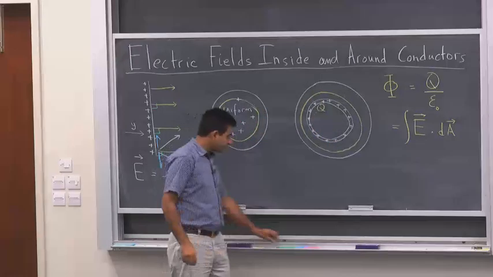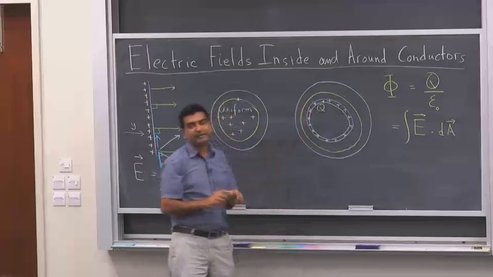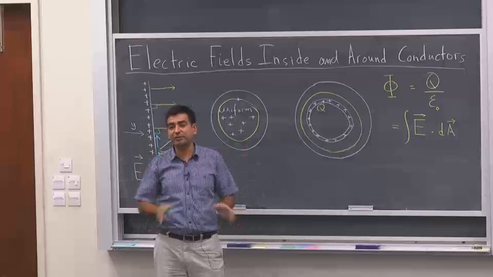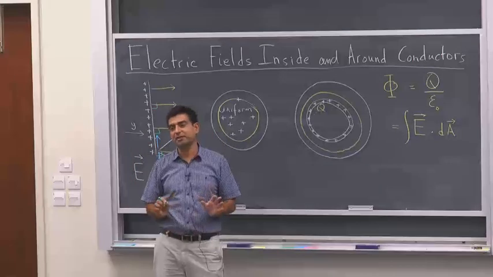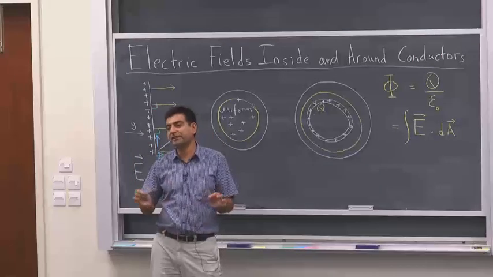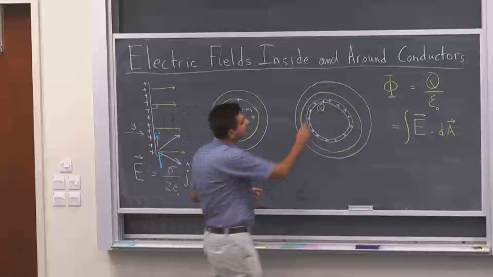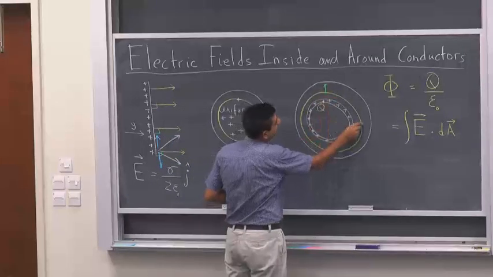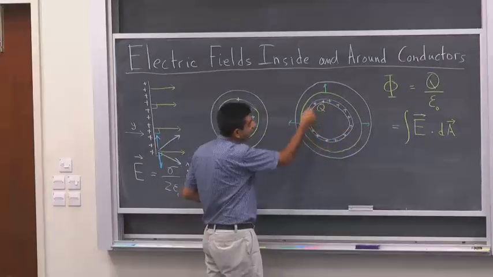Now if such a charge did exist, then its field would be radially outwards because it's a spherical distribution of charge. There is no other direction to which the electric field could point. So the electric field at this Gaussian surface would have pointed radially outward if such a charge indeed existed.